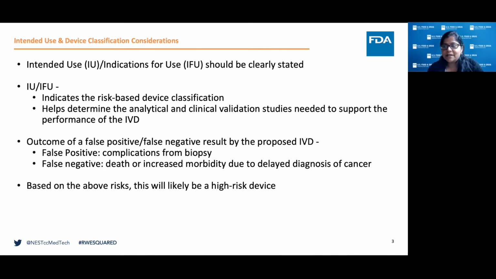So since this device will be used for IPN risk stratification in patients with lung cancer, we will ask the question, what is the outcome of a false positive or a false negative result, right? And maybe we would discuss that the false positive result will lead to complications from biopsy, while a false negative result may lead to death or increased morbidity due to delayed diagnosis of cancer, right?